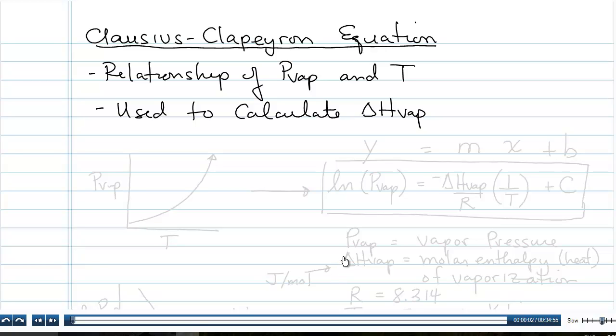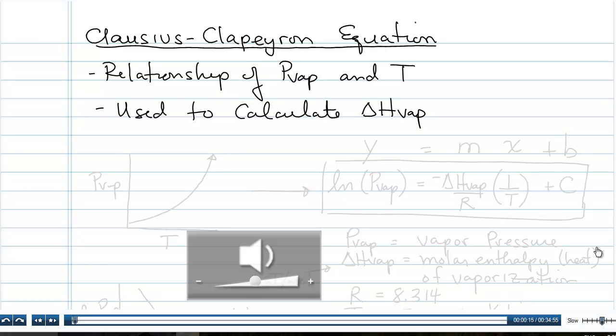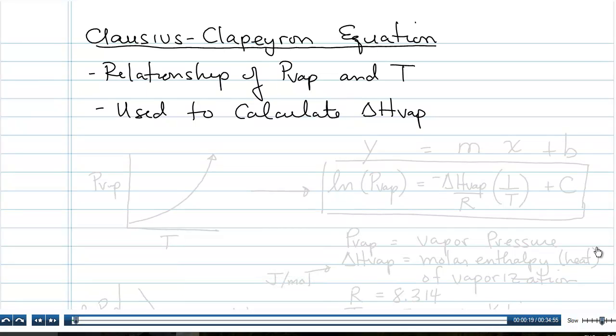So in this PenCast, we're going to take a look at the Clausius Clapeyron equation, which is used to look at the relationship of vapor pressure and temperature for a liquid. It's also used to calculate the heat of vaporization, the molar heat of vaporization, delta H vap, for a liquid rather.